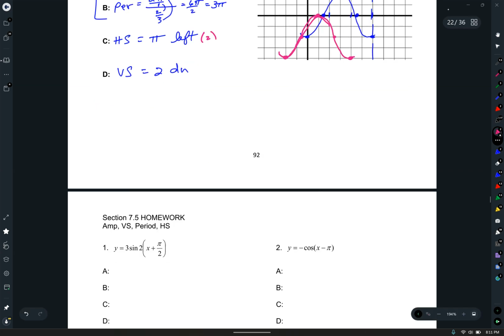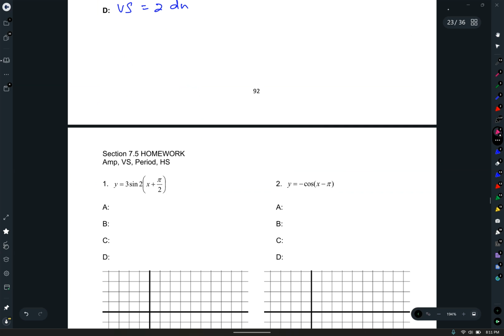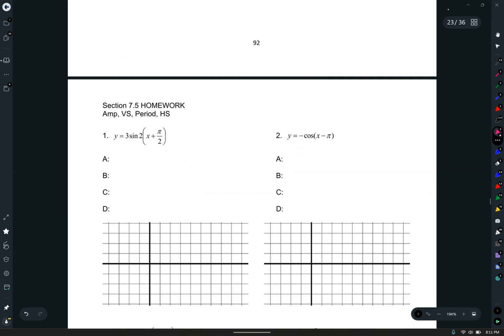Okay? So the homework, the 7.5 homework, basically it has everything that you can do to a sine and cosine graph.